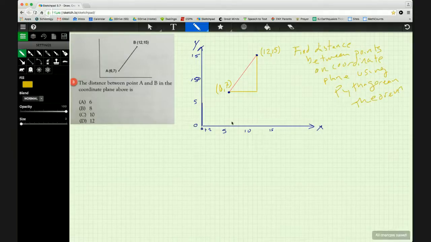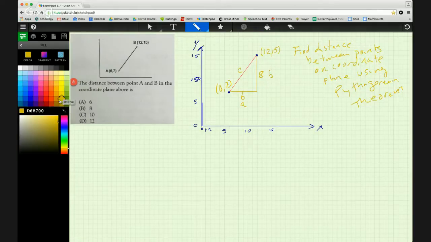So let's figure out how long this side is. Well, if my x coordinate goes from 6 to 12, I know this distance, 1, 2, 3, 4, 5, 6. This side is 6, and this side is 1, 2, 3, 4, 5, 6, 7, 8. This side is 8. Now I can use my Pythagorean theorem. I'll call this side a, and this side b, and so this is side c. So we'll write our formula.